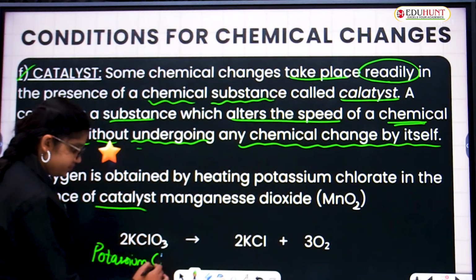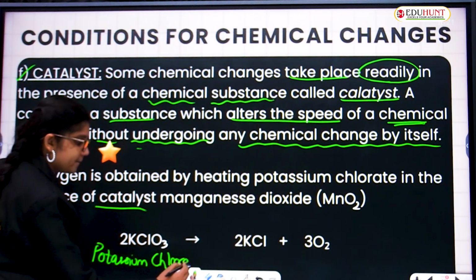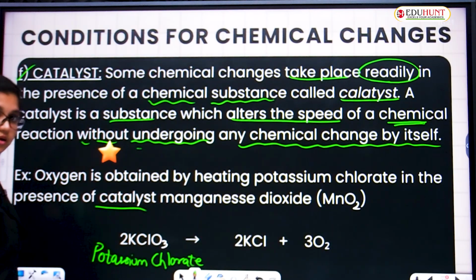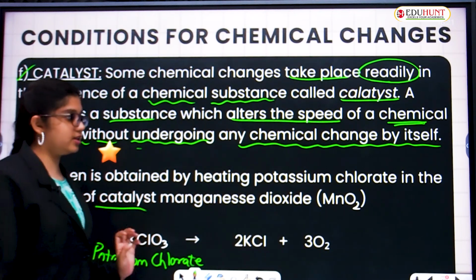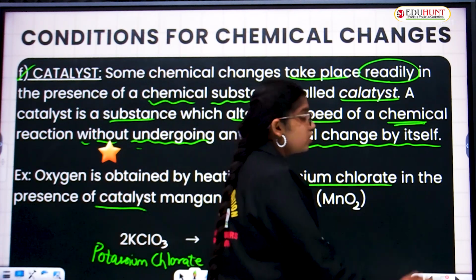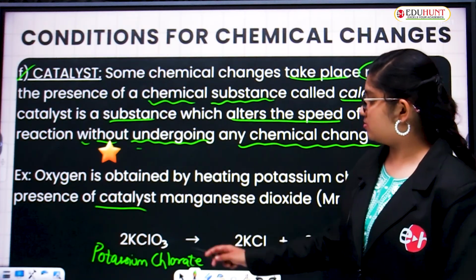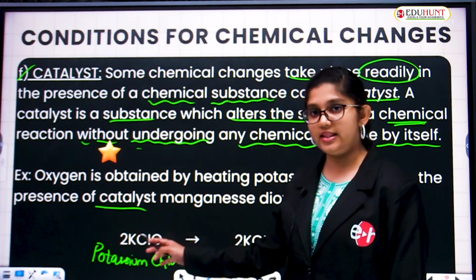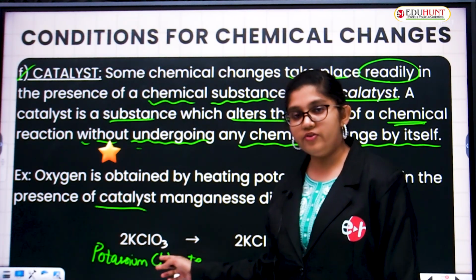పొటాషియం క్లోరేట్. What is this? క్లోరేట్. ఇప్పుడు O3 ఉంది కదా మరి, అందుకే దీని పేరు పొటాషియం క్లోరేట్. So there is a potassium chlorate, and ఇదేం చేస్తుంది? With the help of a catalyst.